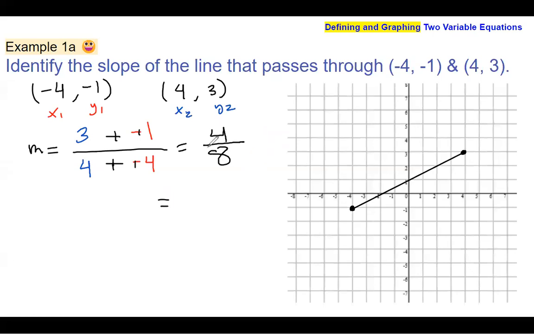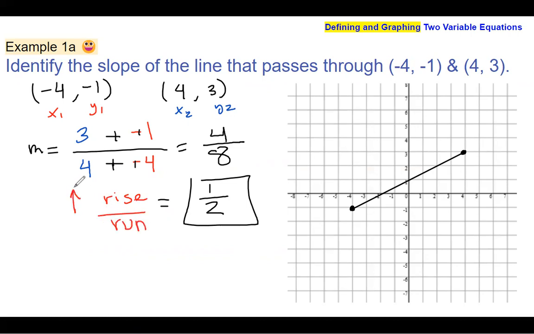So therefore, simplify my slope. It'll be 1/2 in this case. And we can verify it. Remember that my slope is also rise over run. If I rise, it's positive. If I fall, it's negative, and I always want to run to my right.